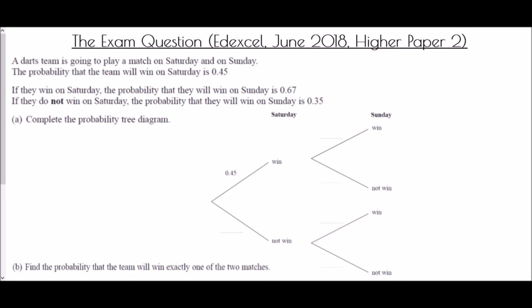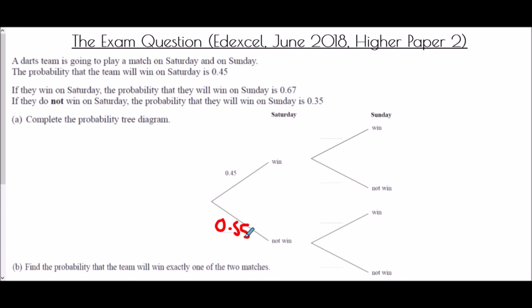So the first thing is we've only been given one of the pieces of information on the diagram, and that is the probability that they do win on Saturday. Now, if they do win on Saturday, it's 0.45. So the probability they lose must be the rest that makes that up to 1. And therefore, it will be 0.55. The rest of the probabilities are all conditional. They're all based on what has happened previously.